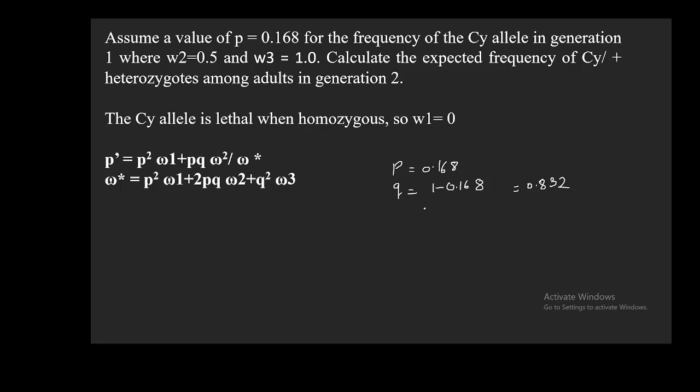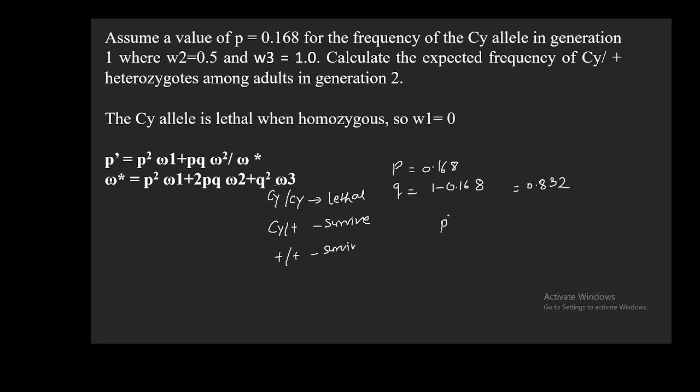Okay, they have also given the value of omega 2 and omega 3, and omega 1 is 0 because the CY allele is lethal. So you will get three kinds of genotypes: CY/CY, which is lethal, so they are not going to be produced. Then you will get CY/plus, which is heterozygous, they will survive. And then there will be plus/plus, that is also going to survive. Now you can calculate the frequency of the CY allele.